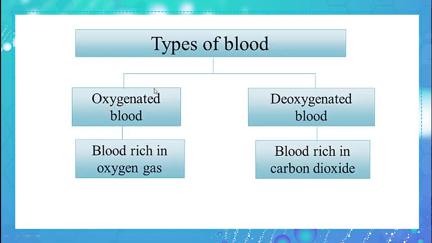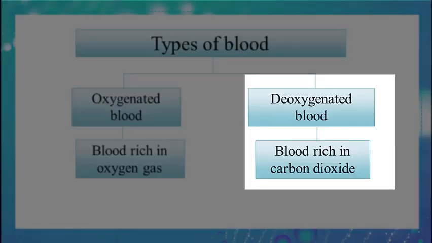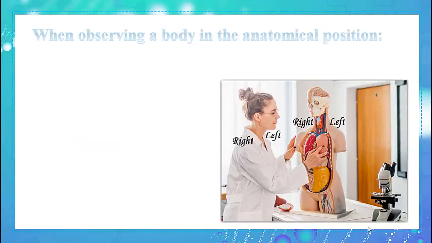Concerning the blood, we have two types. We have the oxygenated blood, which is characterized by its bright red color, and this blood is rich in oxygen, while deoxygenated blood is characterized by its dark red color, and it is poor in oxygen and rich in carbon dioxide. This one is rich, this one is poor in oxygen gas.